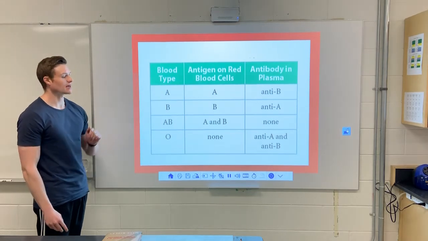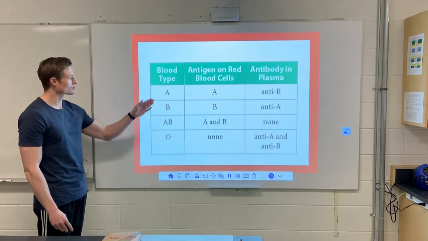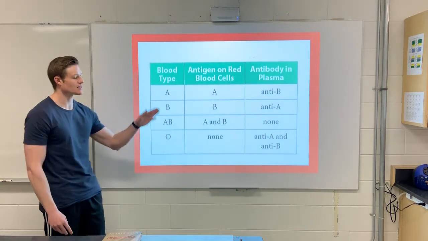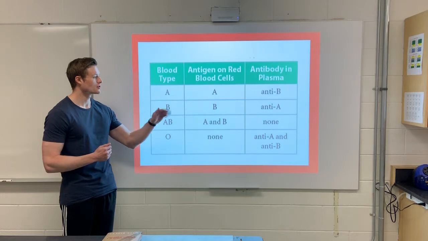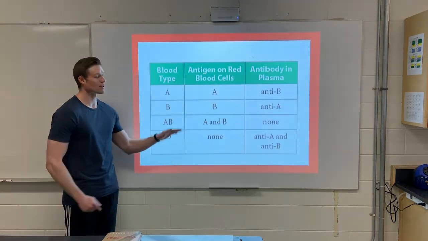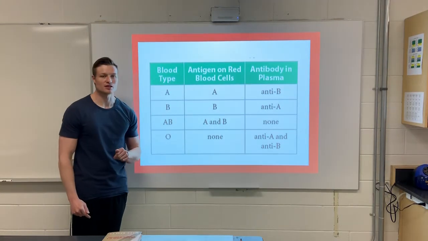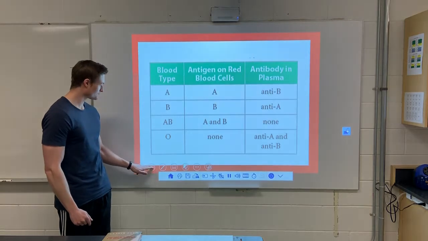So just to kind of recap here, type A blood would have A antigens on their blood cells and anti-B antibodies. Type B blood would have B antigens on their blood cells and anti-A antibodies. AB would have A and B antigens, no antibodies. Type O would have no antigens and antibodies for A and B.